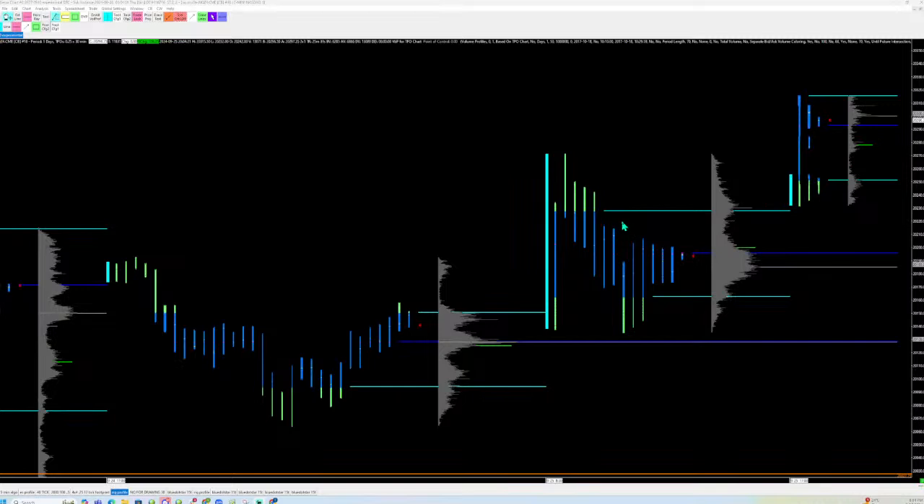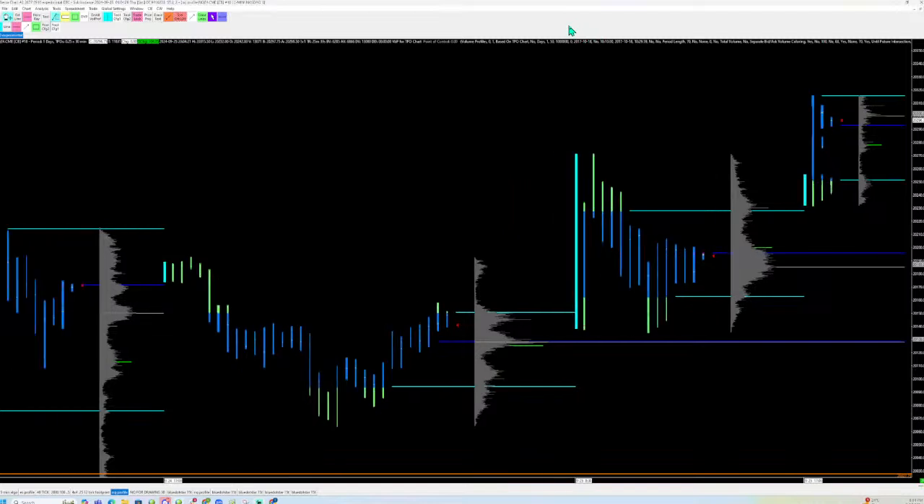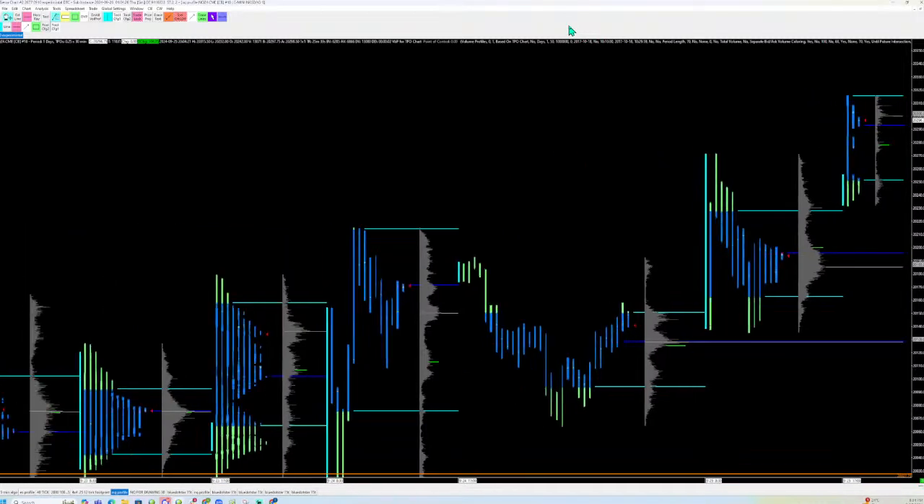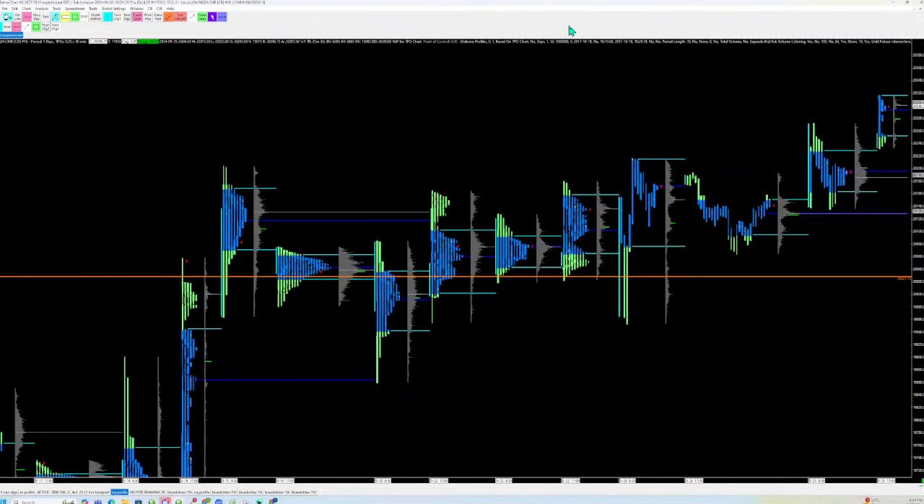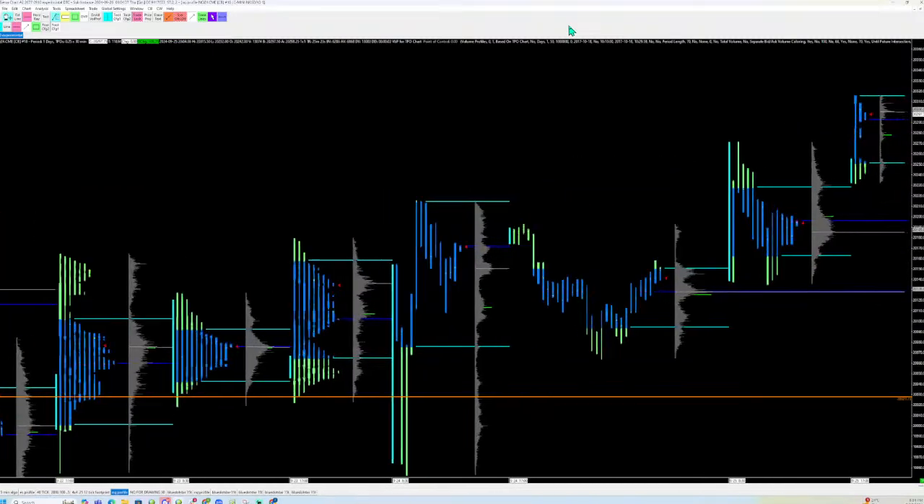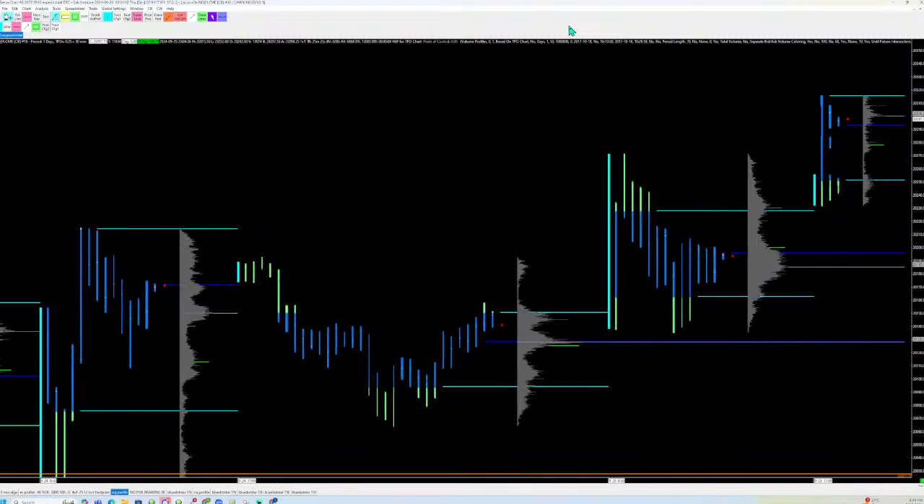You can see, if we pull this in a little bit, that we are attempting to break off of a multi-day balance area, going back to the 19th after the overnight trend up on the 18th. So I start these pretty easily. I think they're important and they're easy to learn.